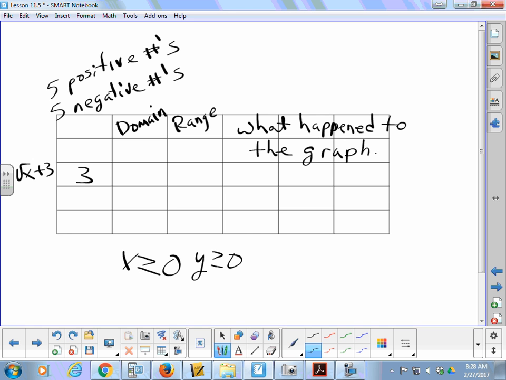All right, so you're going to pick 5 positive, 5 negative values for A and C. Okay, so you're going to do C first and then A, and then tell what happens with domain and range. So we're starting with x is greater than or equal to 0 for domain, y is greater than or equal to 0 for range, and see what happens. All right, so go ahead.